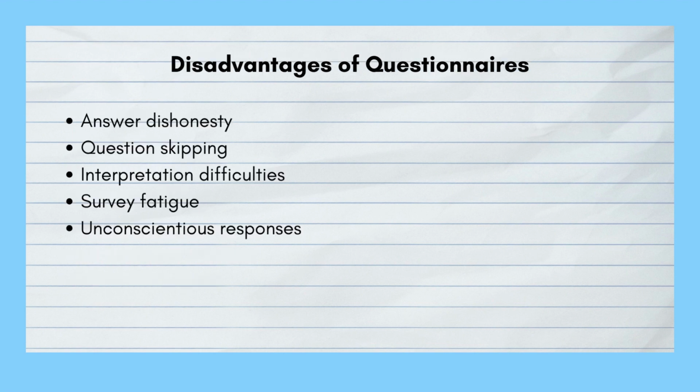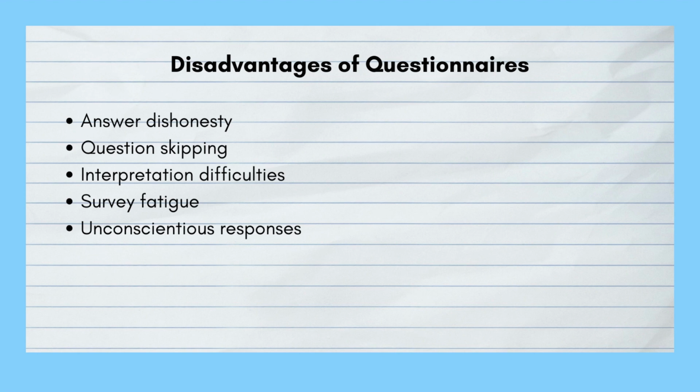Questionnaires also have their disadvantages. Answer dishonesty. Respondents may not always be completely truthful with their answers. Some may have hidden agendas, while others may answer how they think society would find most acceptable.